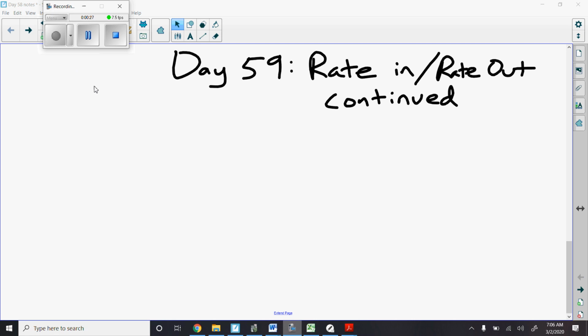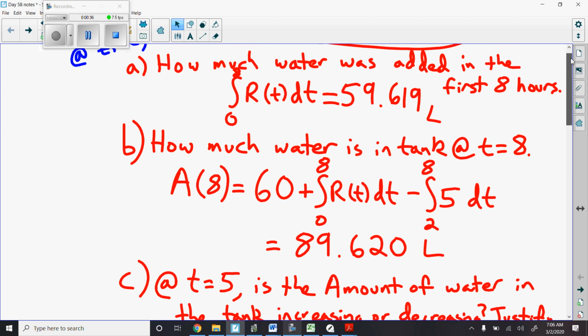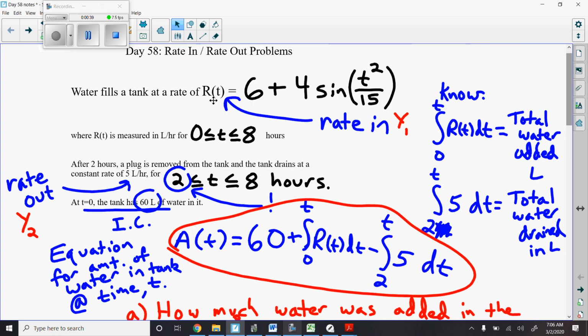Okay, so we're continuing with the same prompt as before. If we just go up and get familiar with it, you might want to replug this into your calculator. We have this set up here from our day 58. We have R of t, which is our rate in. That's in my calculator as Y1. That's between the hours of 0 and 8. We have our rate out, which is 5 liters per hour, a constant rate out. That's in as my Y2, and that starts at 2 and finishes at 8.